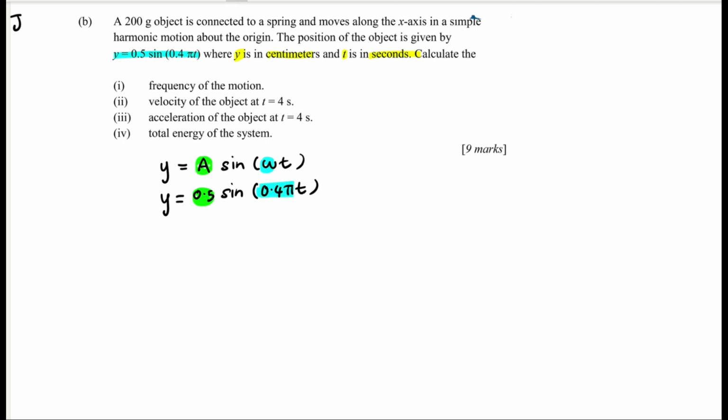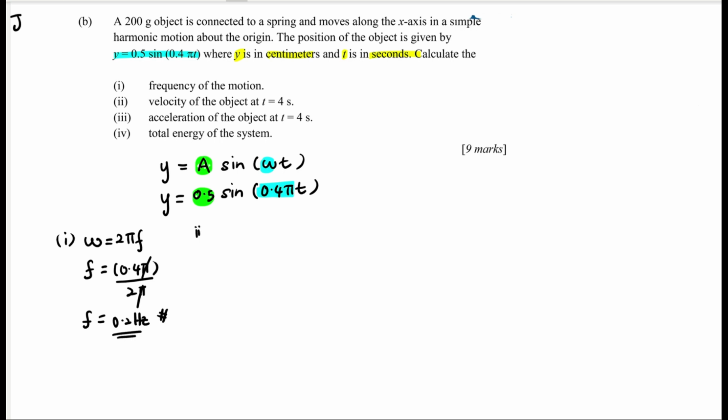Okay, so now number 1, calculate the frequency of the motion. Okay, so omega is equal to 2 pi f. Very easy. So frequency is equal to omega, kita dah tahu, which is 0.4 pi over 2 pi. So we can cancel pi. And then finally, frequency we can write as 0.2 Hertz. Okay, so finish this one.